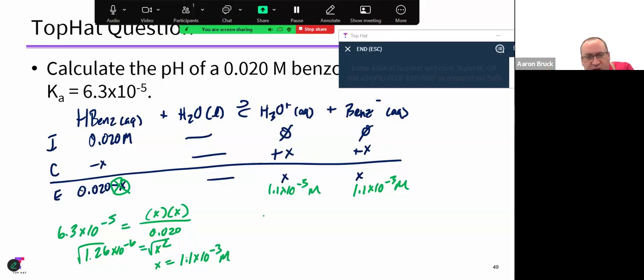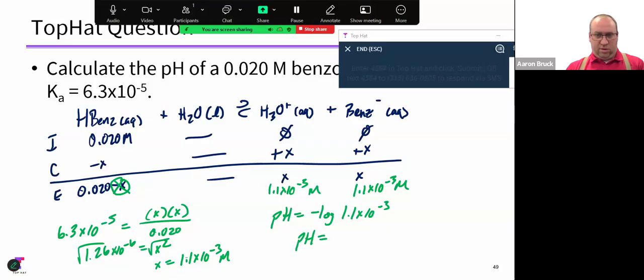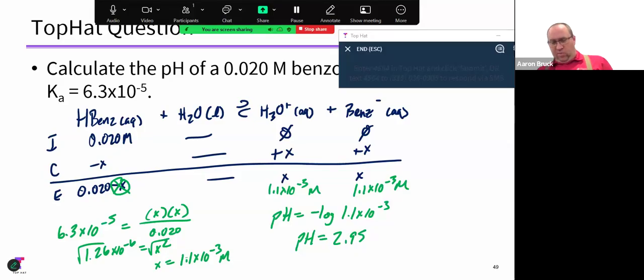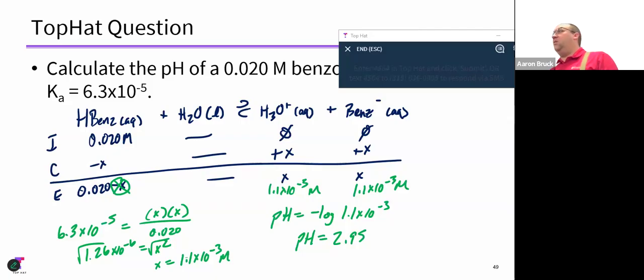So concentration of hydronium is that. So pH is equal to the opposite of the log of 1.1 times 10 to the negative third. And so you should get somewhere in the neighborhood of 2.95 for that pH. We're not asked to do all the other stuff, so we'll just ignore it here. You'll certainly get enough practice for it later. Any questions with this one?